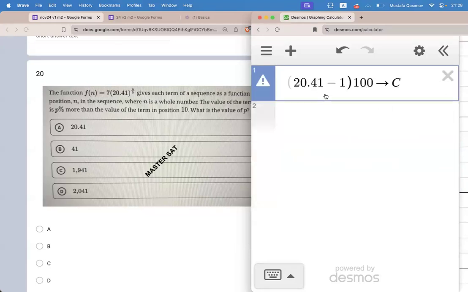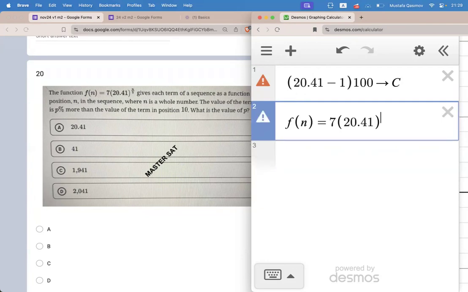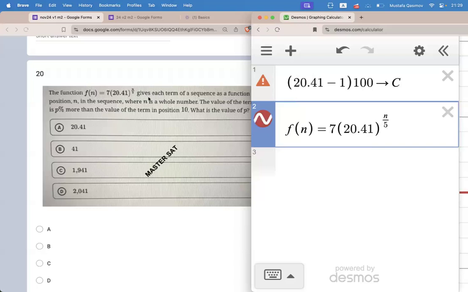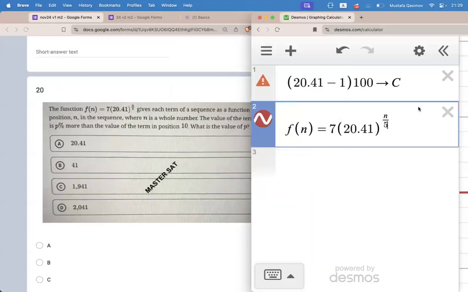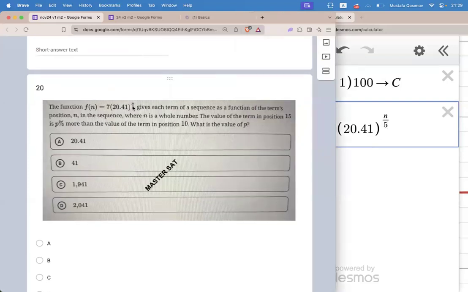20.41 minus 1, yes. You can also write it like a function, and we find p% automatically from here. But there's a case like that. It is correct if it is n over 5 and there's a difference of 5 here. But if it was like position 15 is p% more than position 1, it will be different.